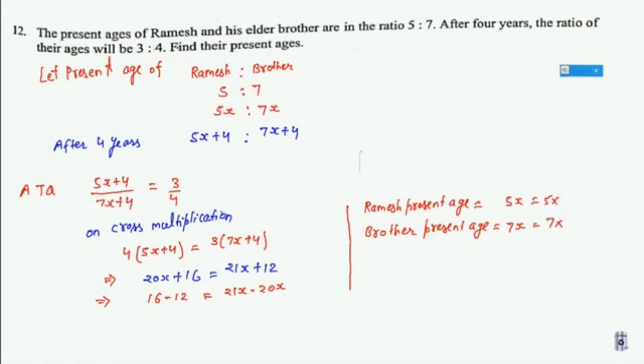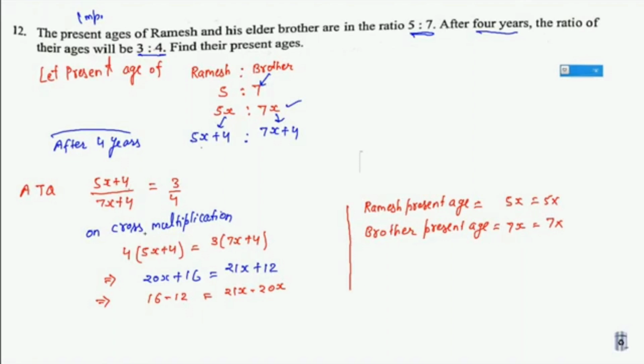The present ages of Ramesh and his elder brother are in the ratio 5:7. After 4 years, the ratio of their ages will be 3:4. Find their present ages. This is also important. Let the present age, it is given the ratio, so we will suppose 5x and 7x. After 4 years, Ramesh will be 5x plus 4 and brother will be 7x plus 4. This is very simple. It is given the ratio of their ages, so we will convert into fraction. So that is 5x plus 4 by 7x plus 4 is equal to 3 by 4.